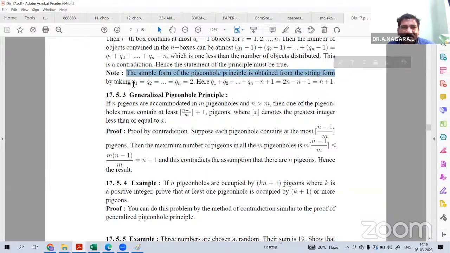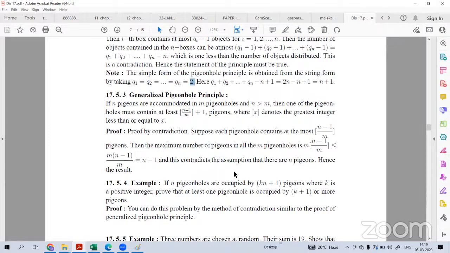You can clarify here. Q1 equal to 2. 2 objects, 2 spaces. Q2 having 2 spaces. Up to how many we have? 2 spaces. n boxes, so 2n. 2n minus n plus 1. How much? n plus 1. So pigeonholes will be n plus 1. Pigeonhole means boxes. There must be n plus 1 boxes we have. That I want to say. Clear?